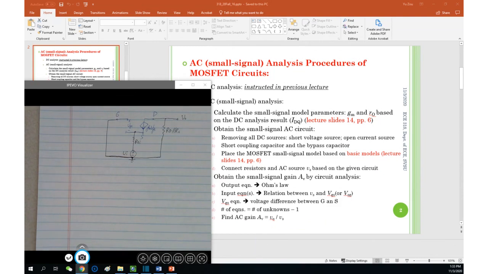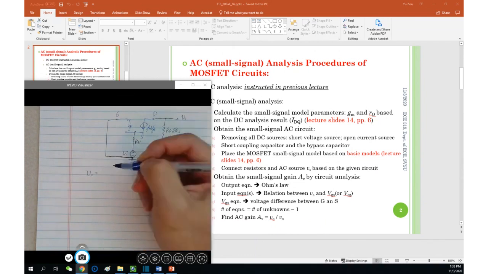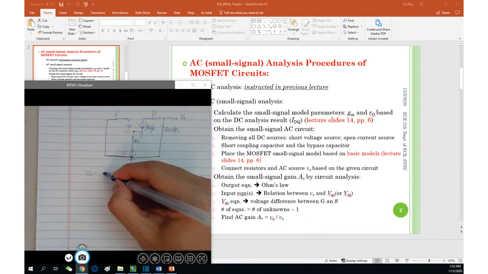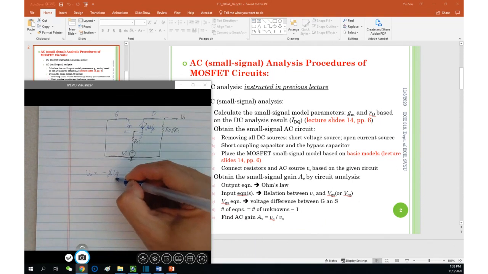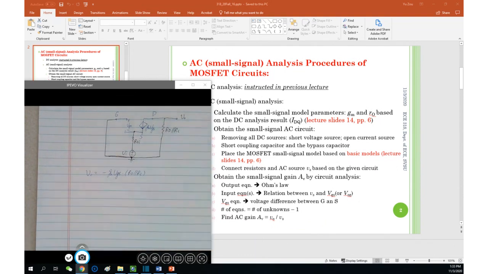Or we can write it together, actually. So first, the output equation, right? The first idea is the output equation. The output equation is fairly easy, isn't it? Negative GM VGS times RD parallel with RL. The negative sign needs to be there because the current flowing through RD parallel with RL is upward, right?